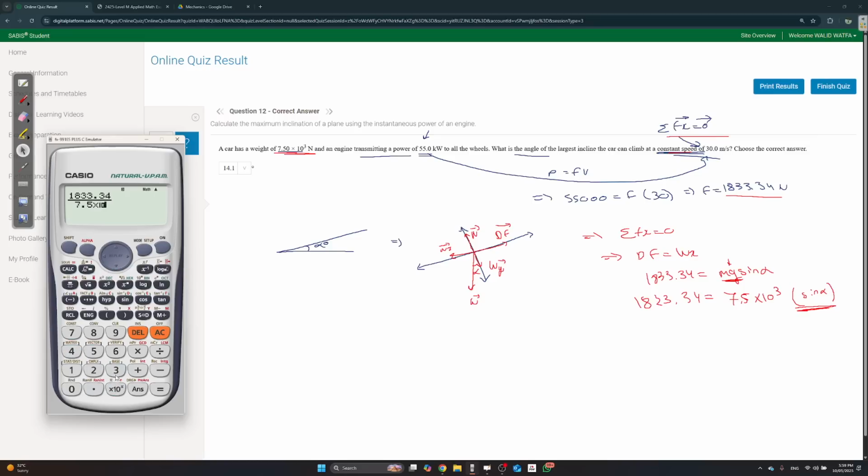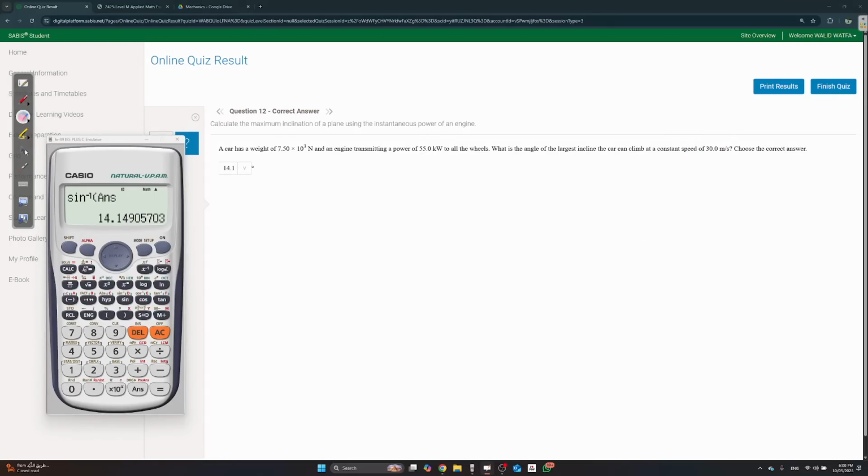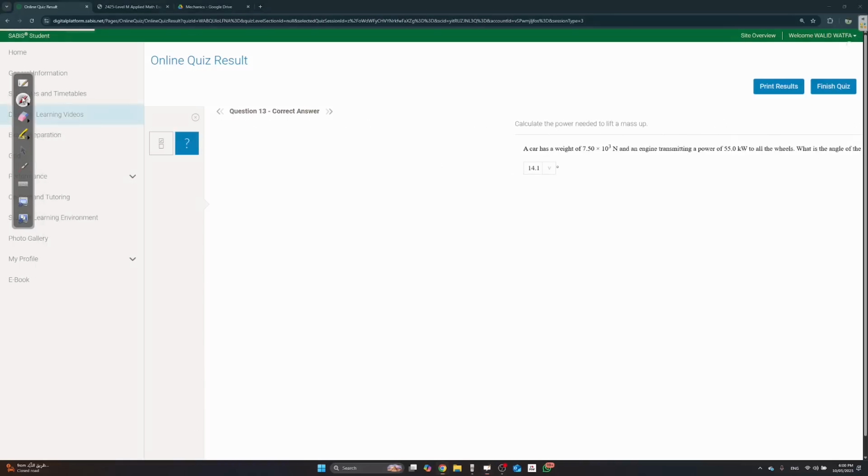So 7.5 times 10 to the 3. I'm going to get that sine alpha is equal to 0.24444. Okay, so sine alpha is equal to 0.244. Let's just round it to 445. Okay, so can I figure out what alpha is? Yes, I can. Shift sine. You get 14.1 degrees. Okay, so this angle is 14.1 degrees. So pretty straightforward. If they want constant speed, that means sigma Fx is equal to 0. That's it.